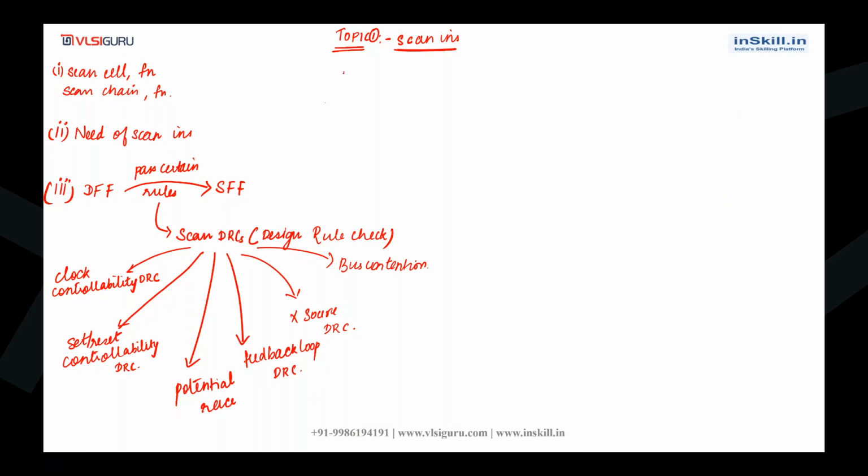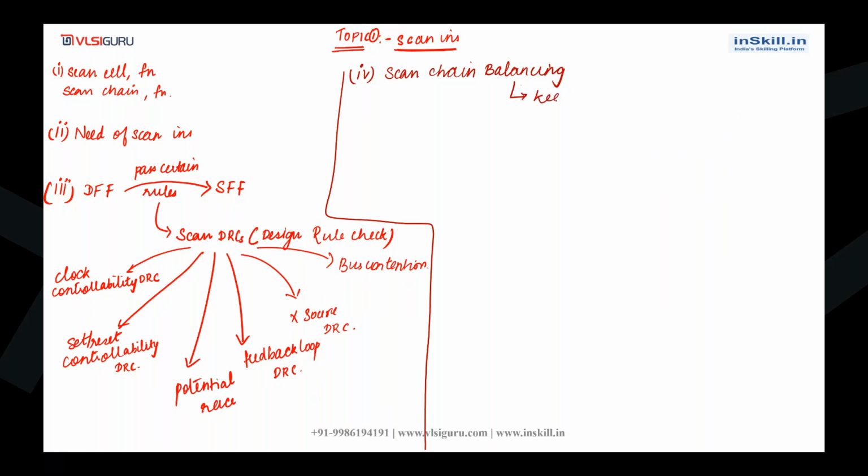The next topic is scan chain balancing. Scan chain balancing means keeping almost equal number of flops in the scan chains.